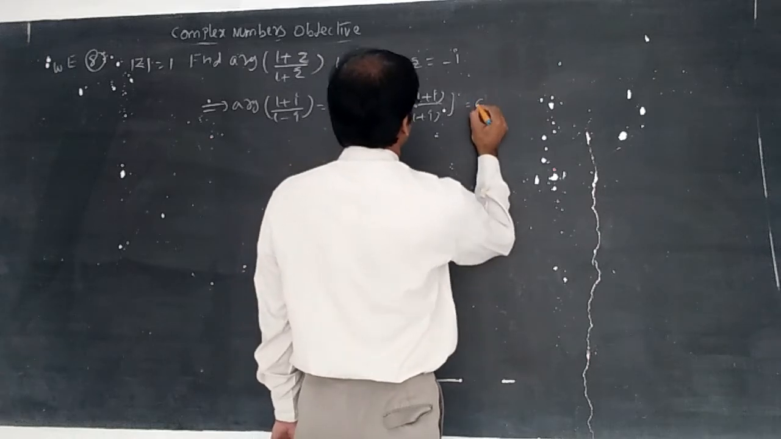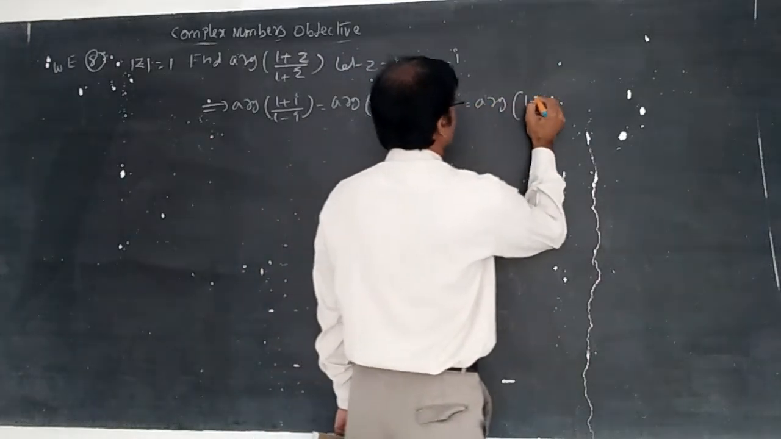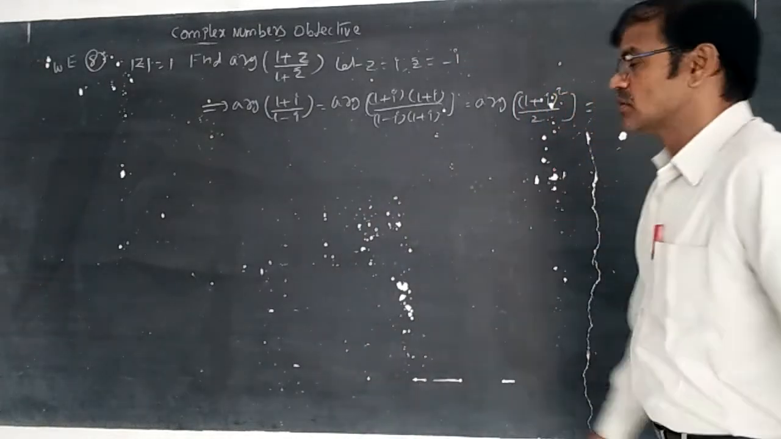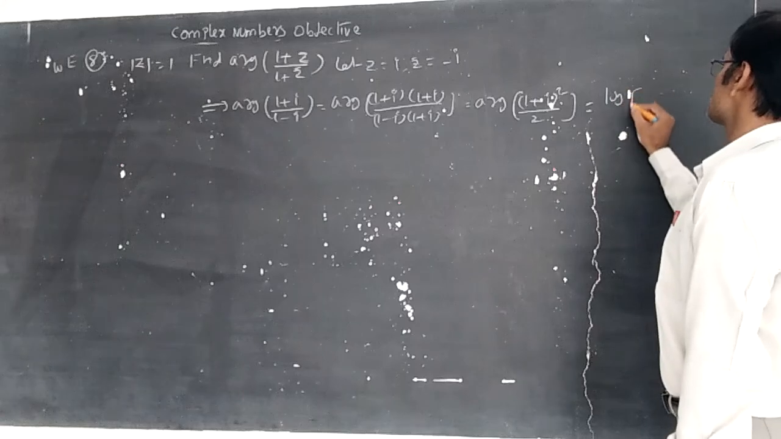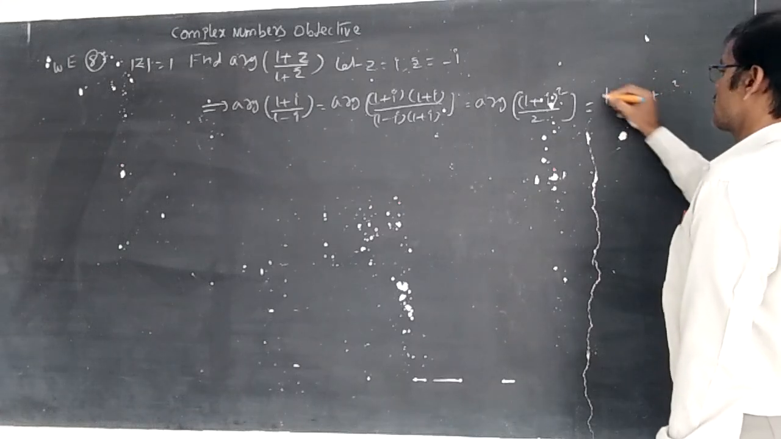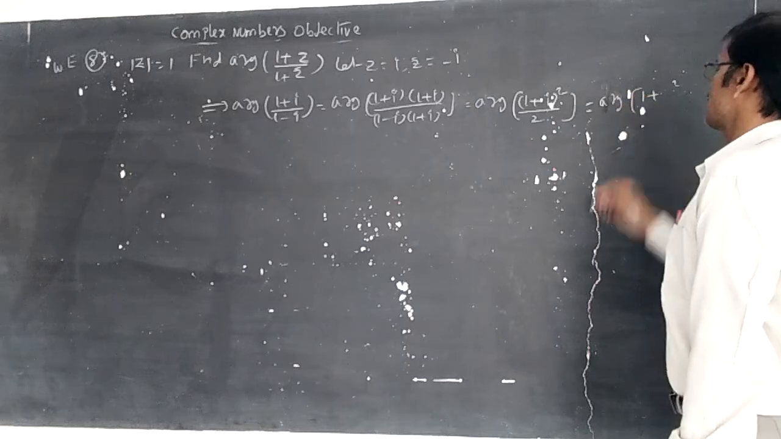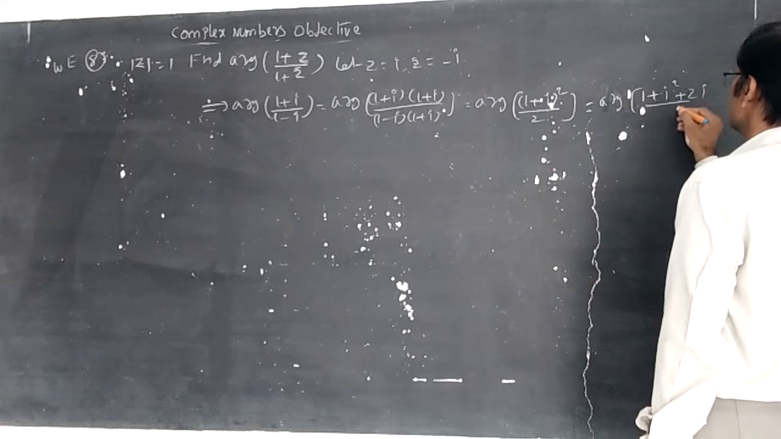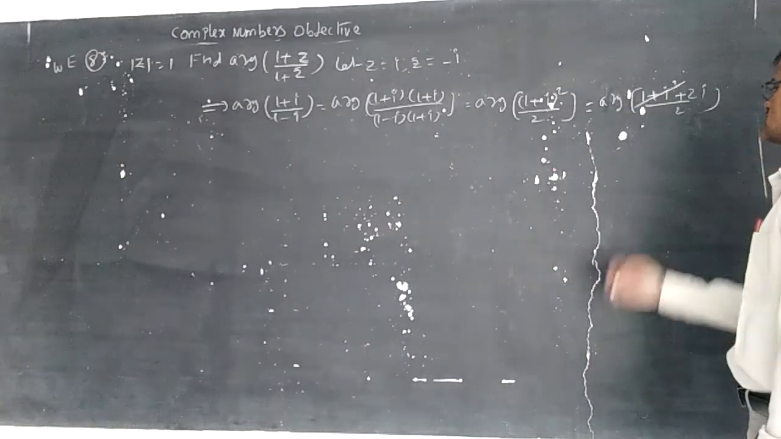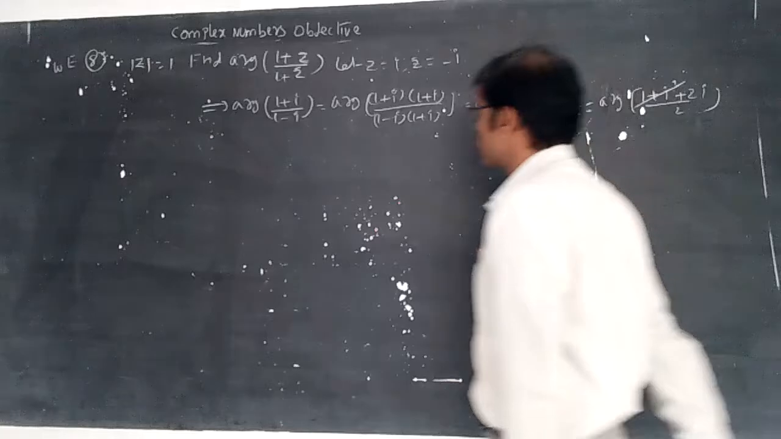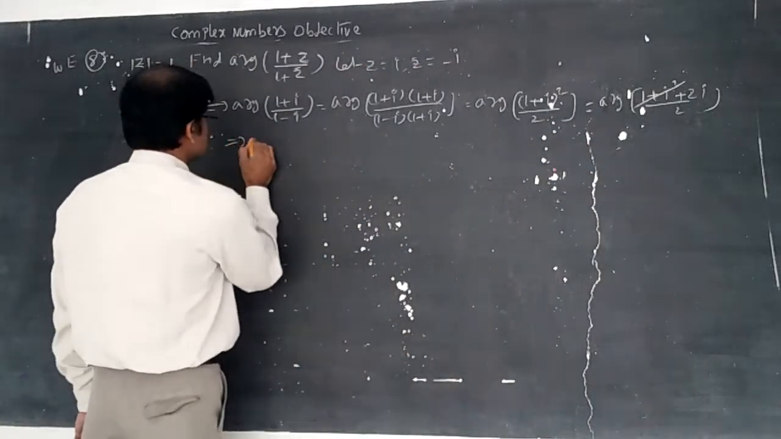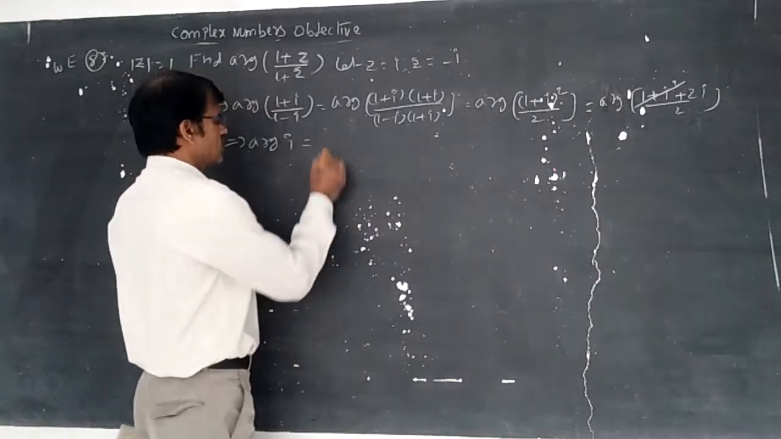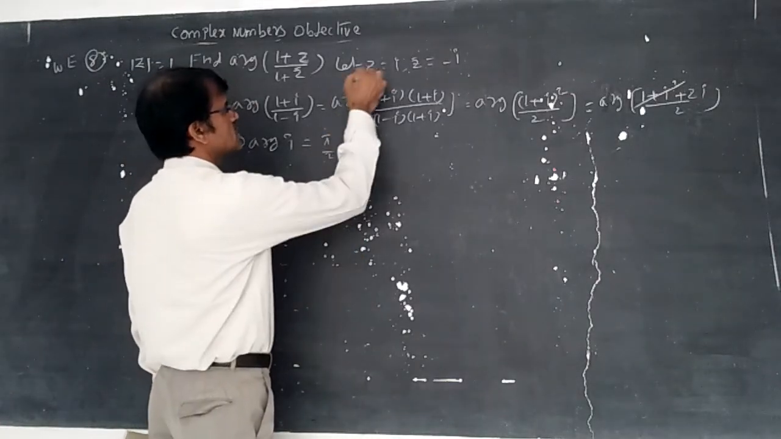That is equal to the argument of numerator 1 plus i whole square by denominator 2. 1 plus i whole square becomes, not log, argument of 1 plus i square plus 2i by 2. So 1 plus i square meaning 1 minus 1 get cancelled. That is equal to simply argument of i. What is argument of i? Pi by 2.